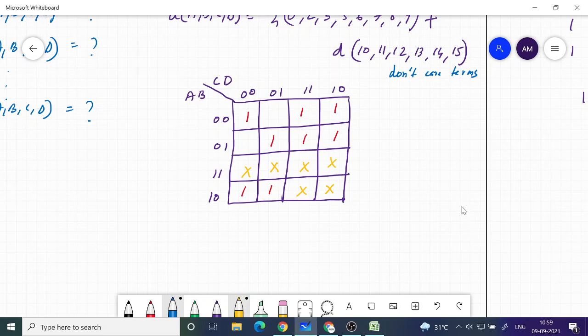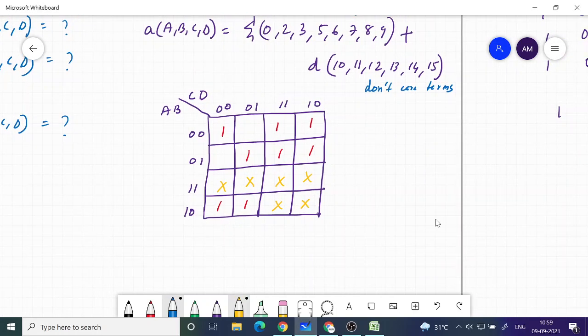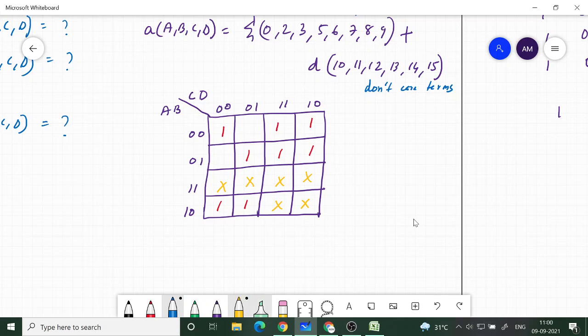Now is it clear? Yes, sir. Okay. Now my question is, there are two ways you can make a group of 8. Let me just show you that. One of them is basically doing a group of 8 like this. Another is making a group of 8. These are the two possible ways I can make a group of 8. The question is, are they both essential?